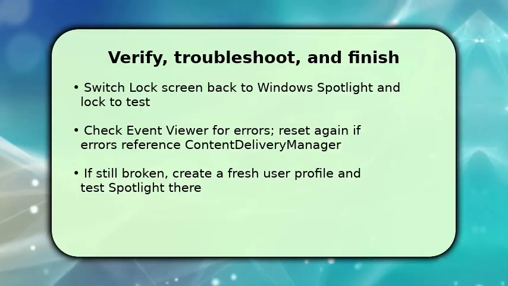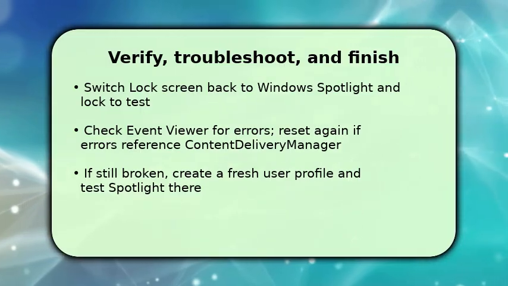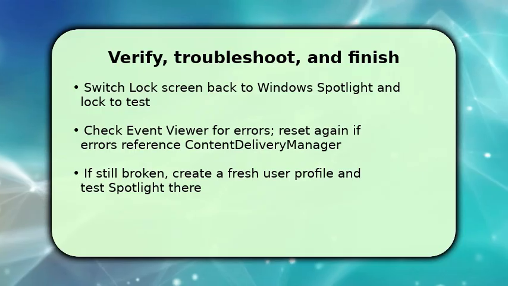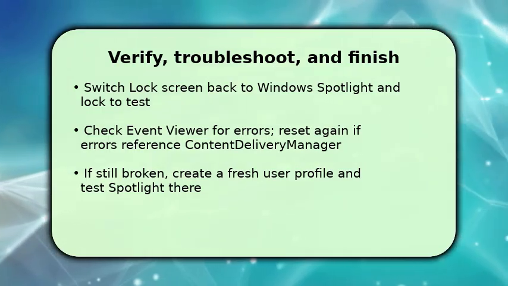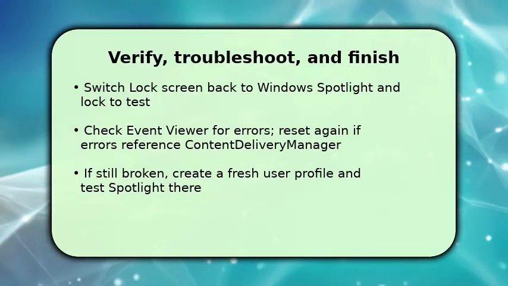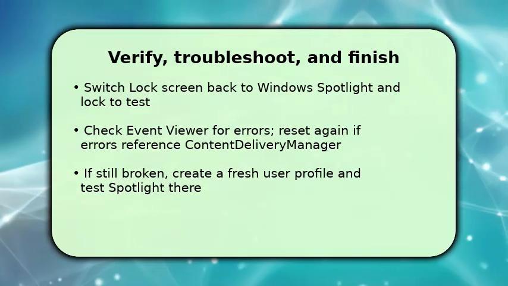If you don't see new images, open Event Viewer and filter for Application and System errors referencing Content Delivery Manager or Spotlight to identify permission or fetch failures. Then repeat the file cleanup and re-register steps.